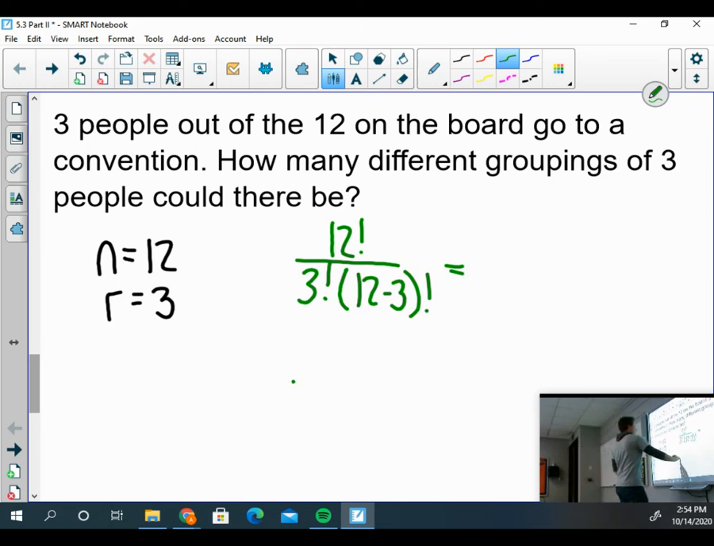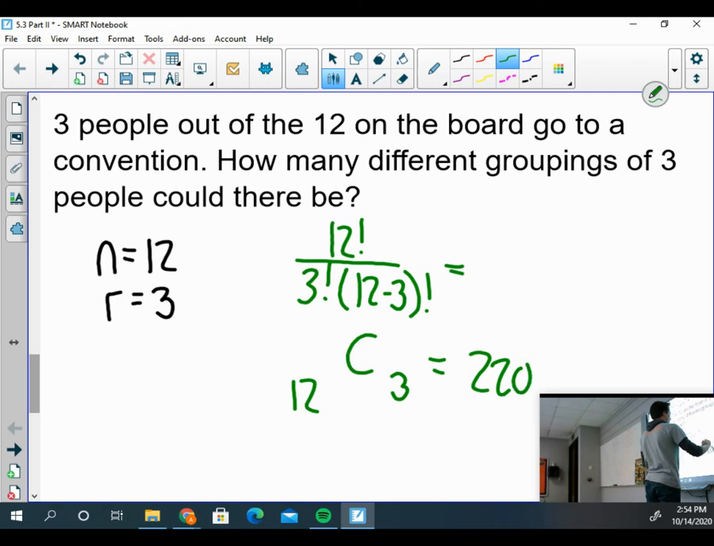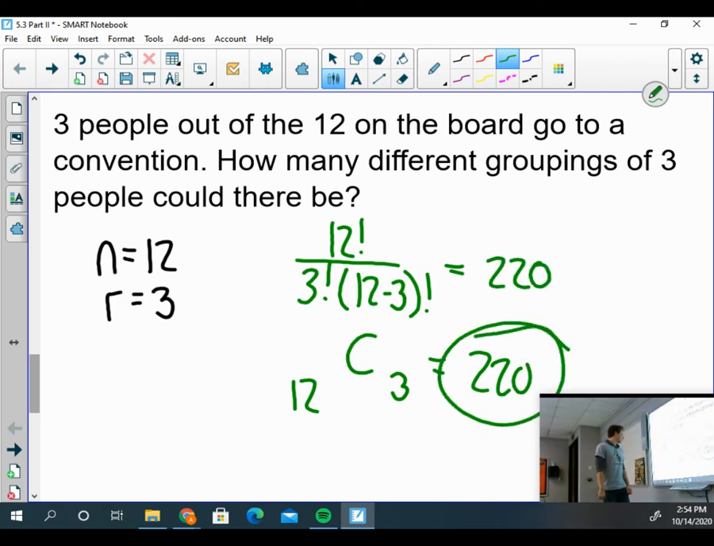Or in short, you can do 12C3. Either way, when you do this, you end up with 220 different options. And what I hope you notice is that this number is significantly less, okay? Significantly less than the number of permutations.